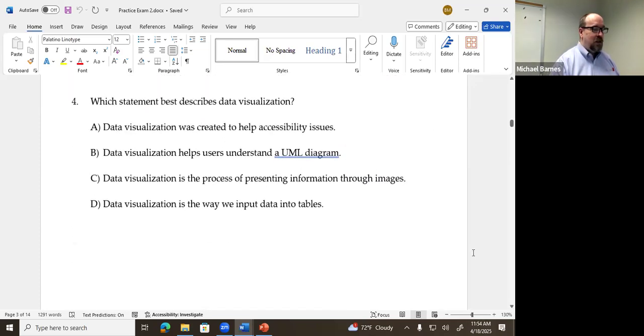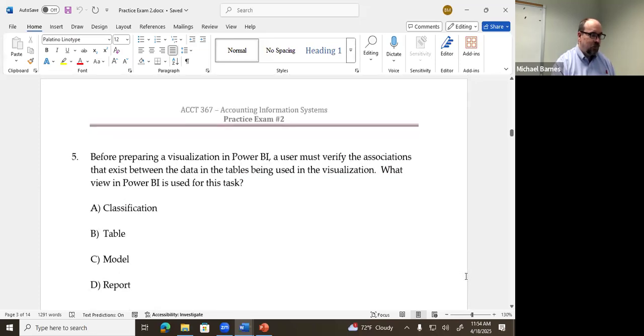Which statement best describes data visualization? Okay, so data visualization, remember we talked about that in chapter 11. The thought behind data visualization is that if we present things through a detailed image, it provides more clarification of the story we're trying to tell, rather than just presenting it through words. So data visualization is the process of presenting information through images. Basically all there is to it.